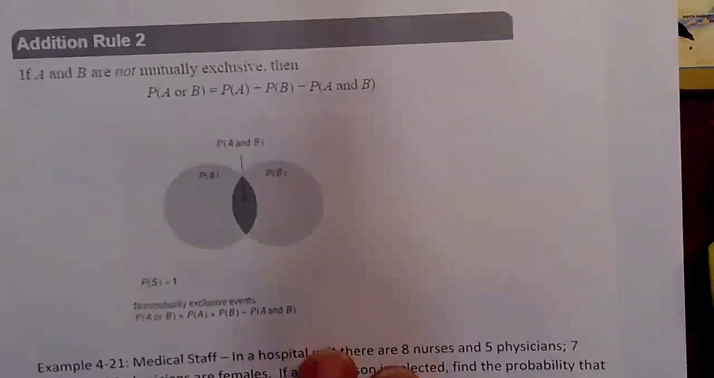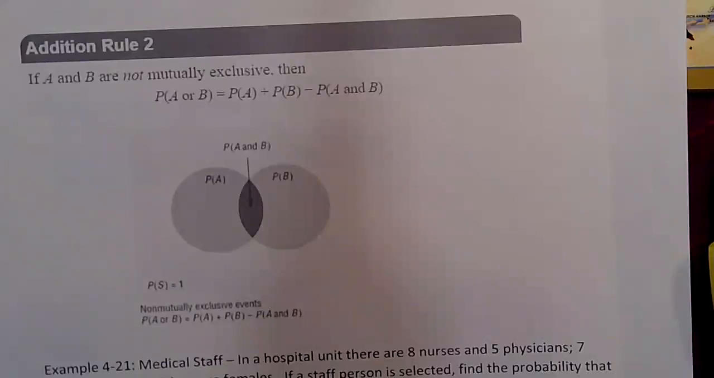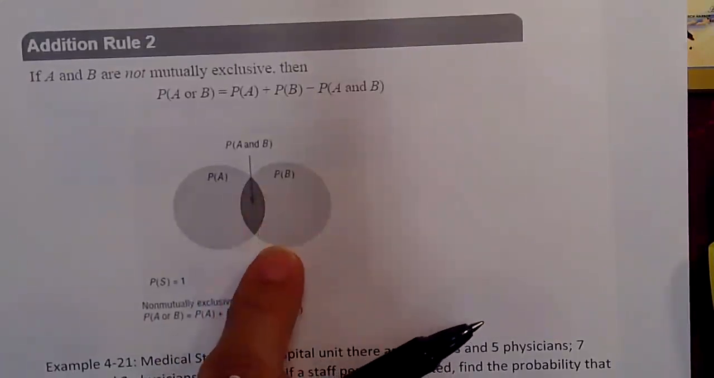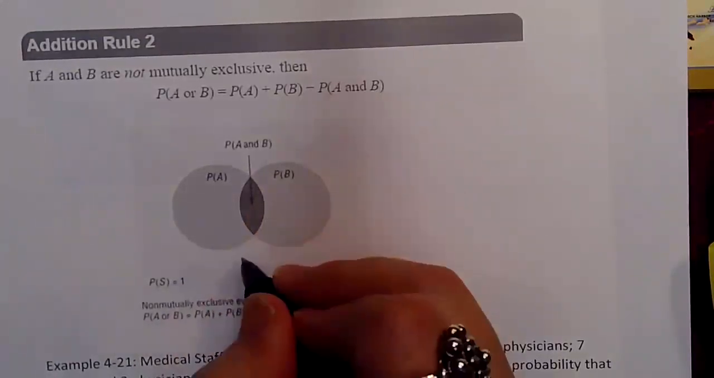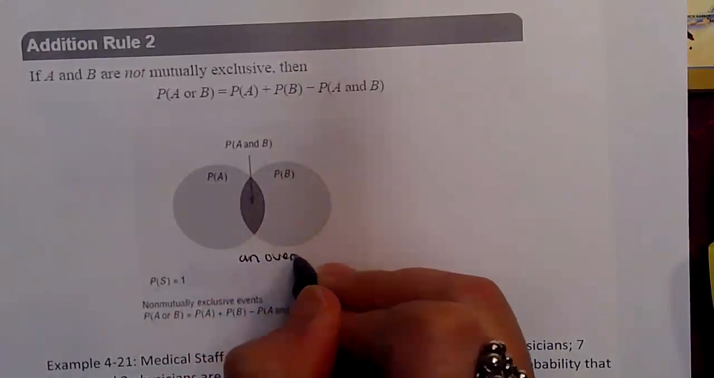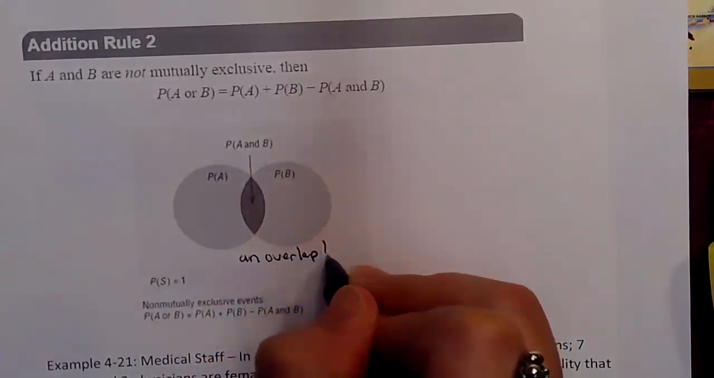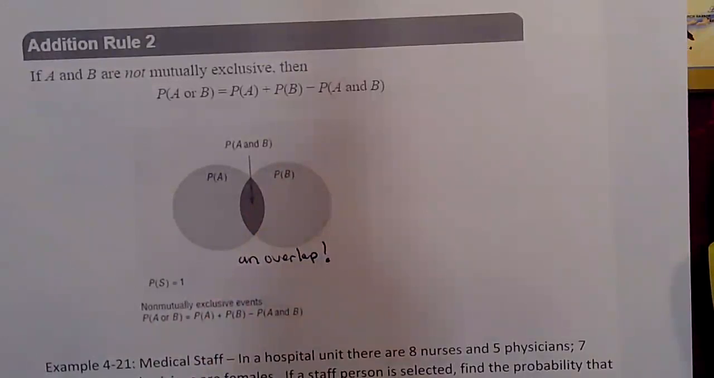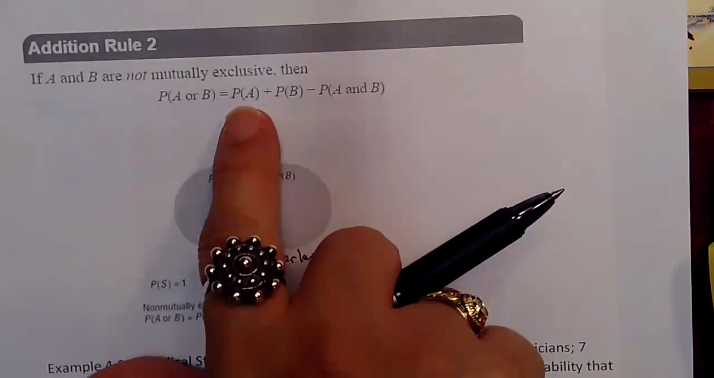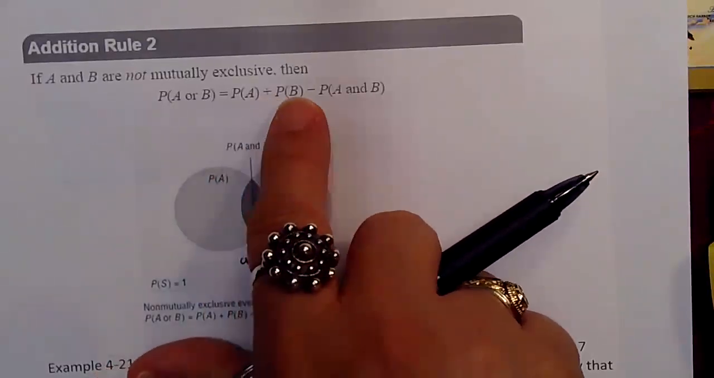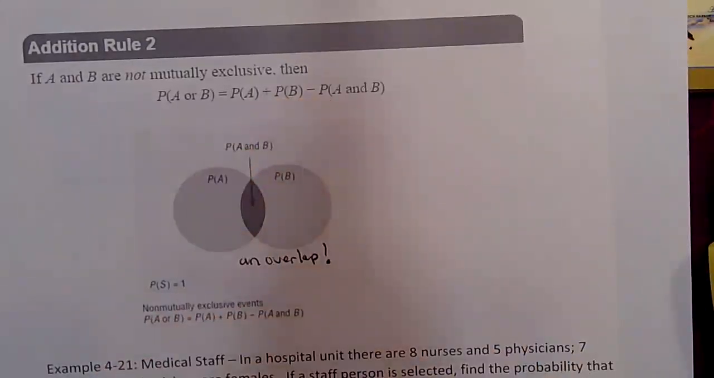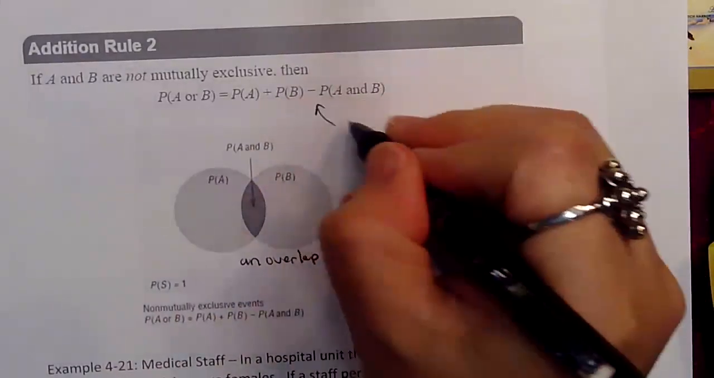Okay, now we're going to focus on problems that are an example of the addition rule number 2 in this chapter. So here in this picture, you see how this is shaded? See how there's an overlap? So if A and B are not mutually exclusive, then we have probability of A or B is equal to probability of A plus probability of B. But this time you're going to have to subtract the overlap. So here we subtract any overlaps.